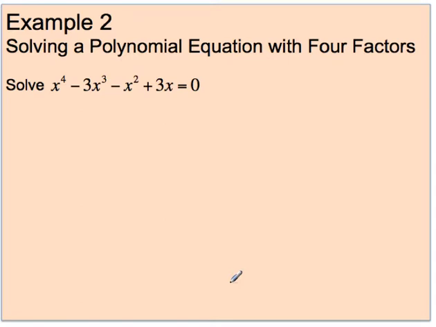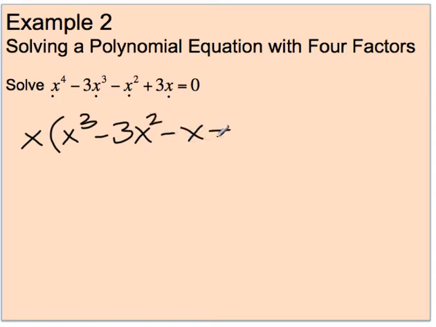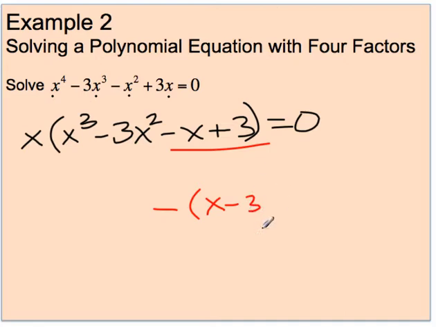So let's take a look at an example with 4 factors. The first thing again we see is every single one of these terms has an x in it. So by factoring out the x, we get x to the third minus 3x squared minus x plus 3, and that equals 0. Remember back to what we said about factoring things that have 4 terms. Typically that's done by grouping. So here I'm going to pull out a negative, and that's the only thing I can pull out.